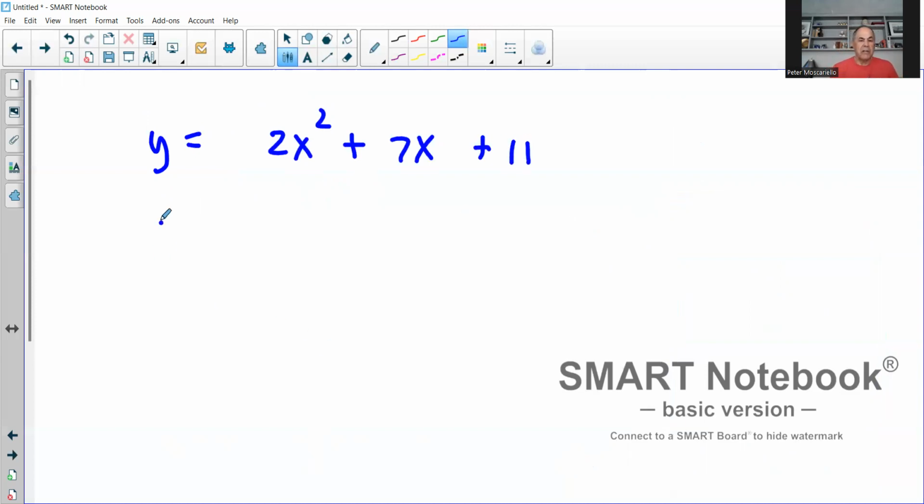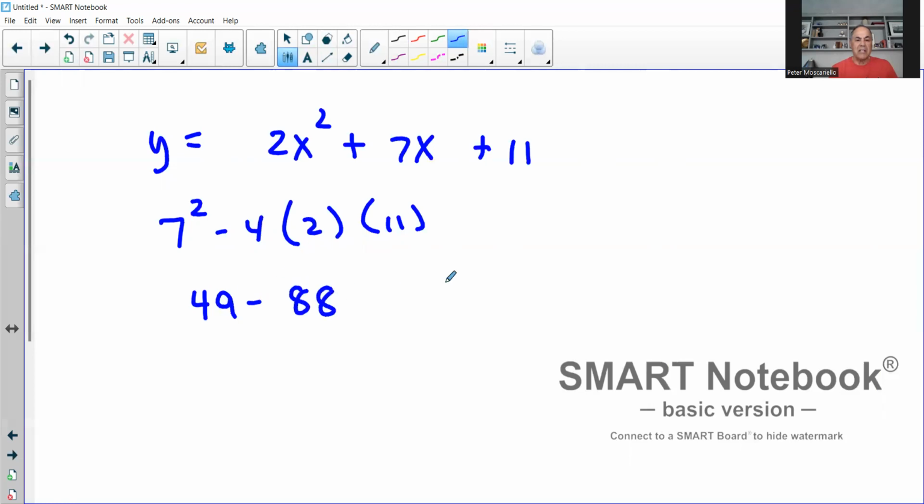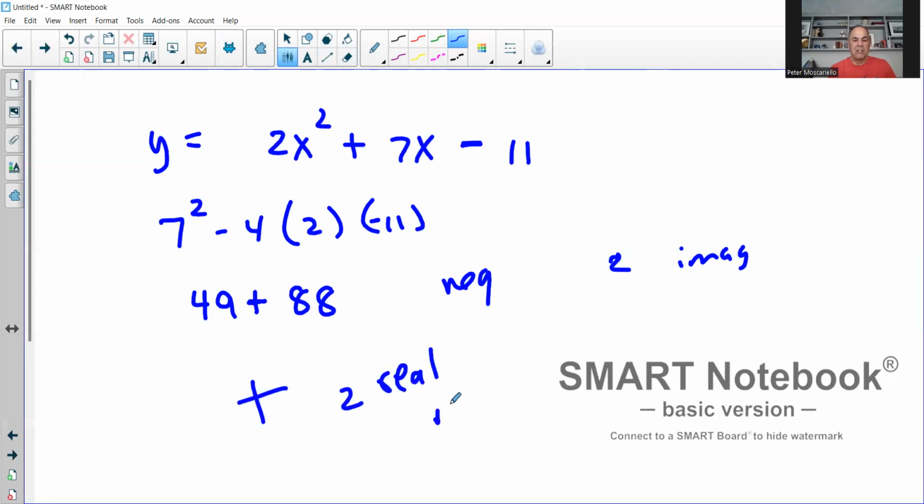So you get b squared, 7 squared minus 4ac. So 49 minus 88, that's negative, 2 imaginary. Let's say, what if this number here was a negative 11? In that case, that would have been positive 88, big plus, and that would have been 2 real. Okay.